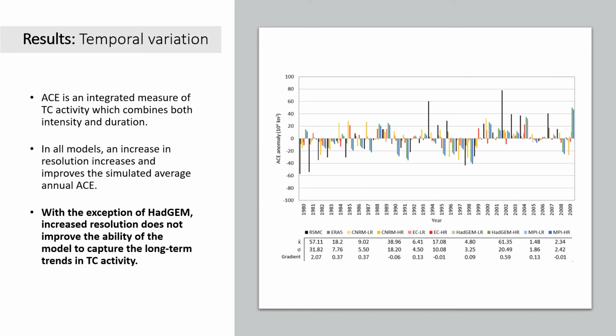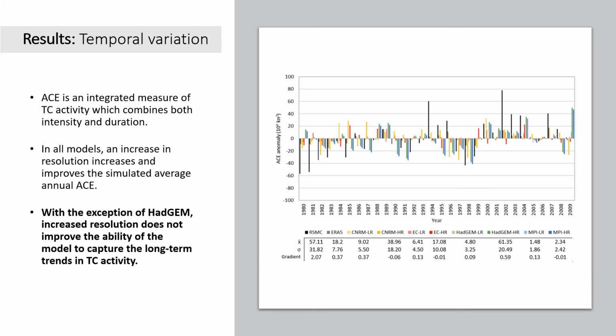So observations show a clear upward trend between 1980 and 2009 with a gradient of about 2.1. None of the models or ERA5 are able to capture the strong positive gradient. HAD-GEM-HR performs best and captures a gradient of about 0.6. This might result from the fact that this is the only model which makes use of stochastic physics schemes, and the inclusion of these schemes has been shown to be beneficial in modeling long-term climate.